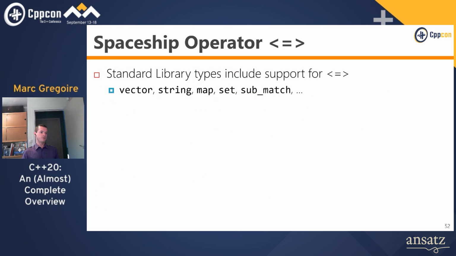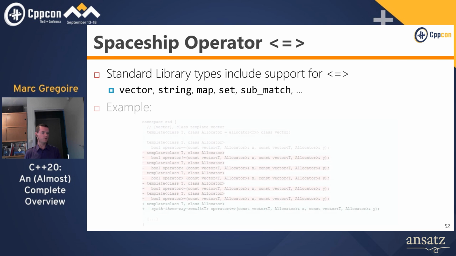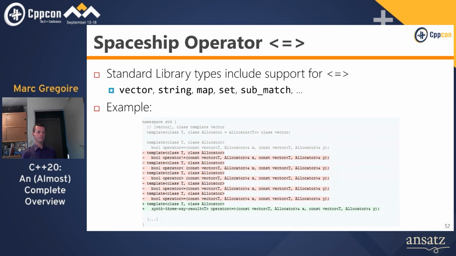The standard library has full support for the Spaceship Operator, so all the classes like map, set, vector, string, all of them support the Spaceship Operator. And actually, if you look at the diff of the standard document itself, I'm looking here at the vector class, you can see that operator Spaceship has been added, but it's not defaulted, so that means we need to keep operator equal, but all 5 other operators have simply been removed.